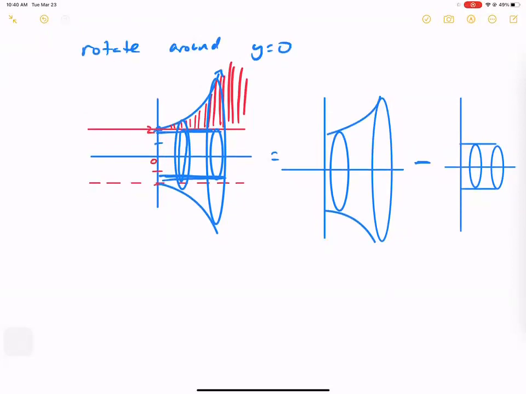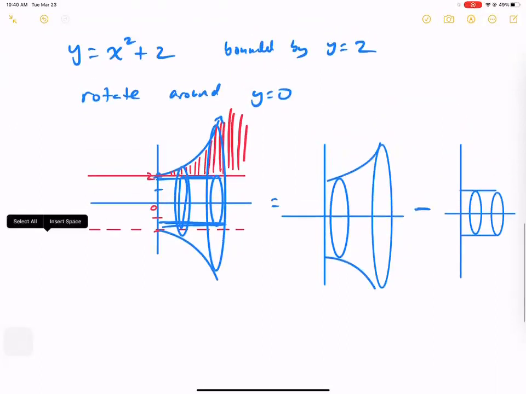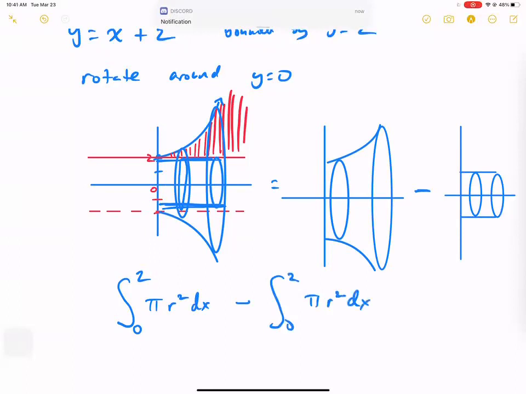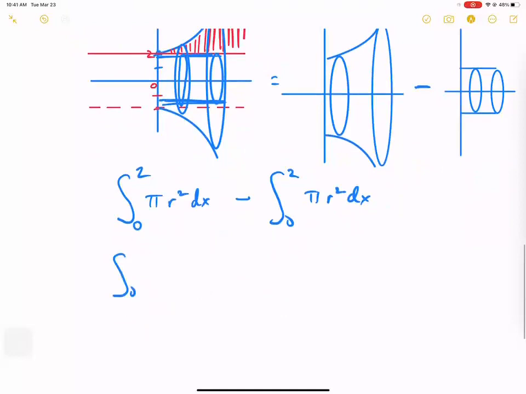Okay, so how do we set this up? Instead of coming up with a nice fancy equation, I'm going to show you guys this done in two integrals. It's an integral from 0 to 2 of pi r squared dx minus the integral from 0 to 2 of pi r squared dx, where our radius for the first equation will be x squared plus 2. That's how we find the volume of my first shape.